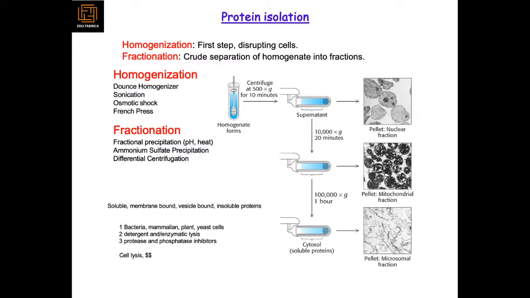So the homogenate we centrifuge at 500 g for 10 minutes, with the supernatant on top, and the pellet will have the nuclear fraction. Then it will go for 10,000 g for 20 minutes, and the pellet you will have will be your mitochondrial fraction. Once it is done, then 100,000 g for 1 hour, you have a cytosol, which will have your microsomal fractions afterwards.